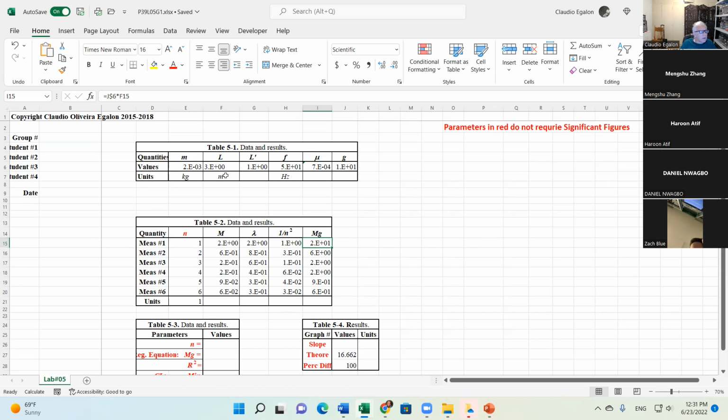The length is not going to change. Vibrating length is going to be always the same. The mass of the string doesn't change. Okay, all of those remain constant. What's going to change is this one here.